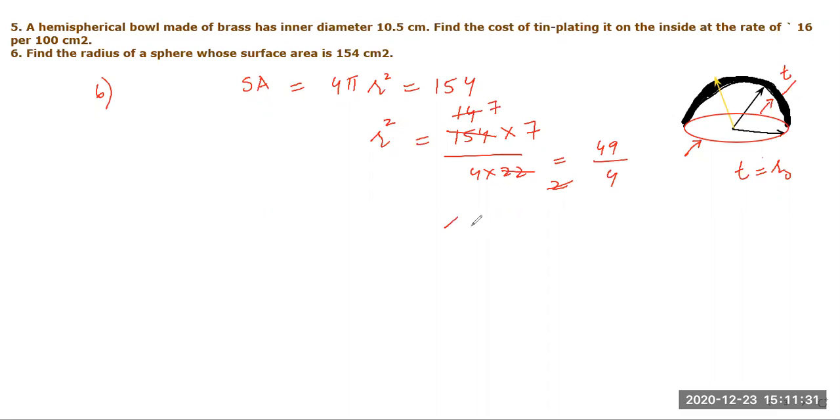Very good. So R would be equal to under root, correct, 3.5. Very right, 49 by 4. So it will be equal to root 49 divided by root 4. What is the root of 49, Adi? Under root of 49 is 7. 7. What is the under root of 4? What is the under root of 4, beta? Huh? You should know.